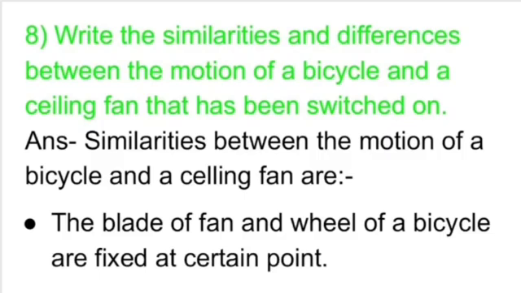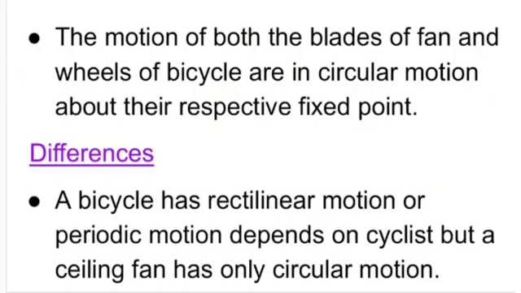And the other similarity is, the motion of both the blades of a fan and wheels of a bicycle are in circular motion about their respective fixed point. Means they both are moving in circular motion about their fixed point or around their fixed point.